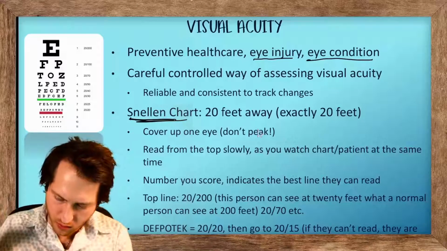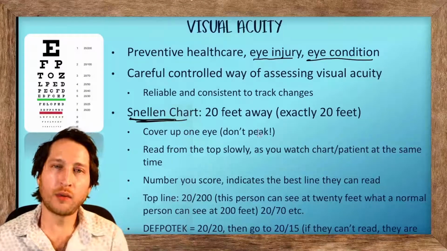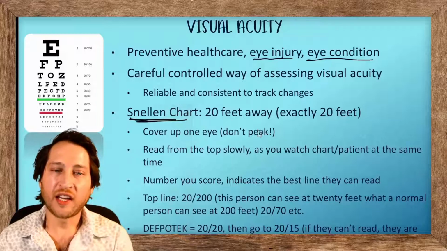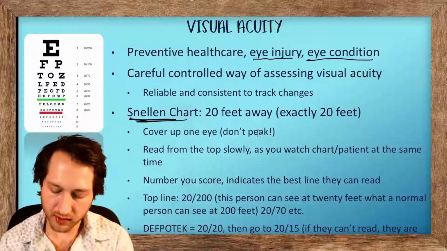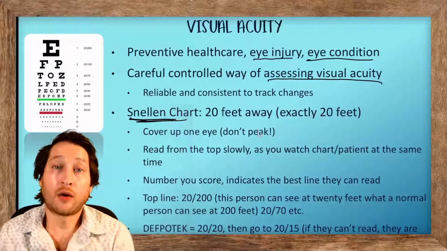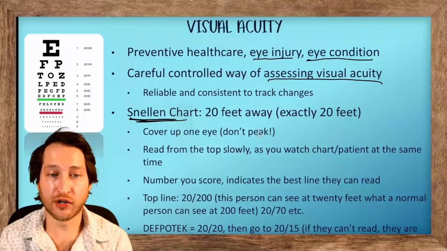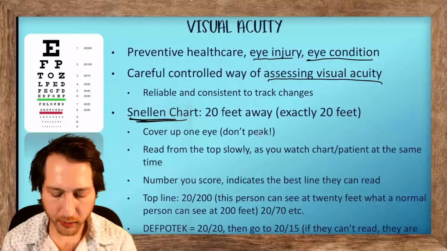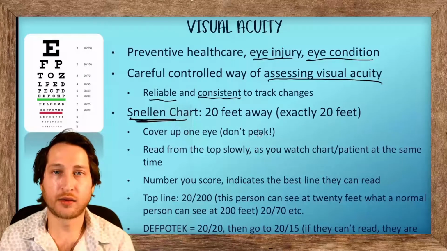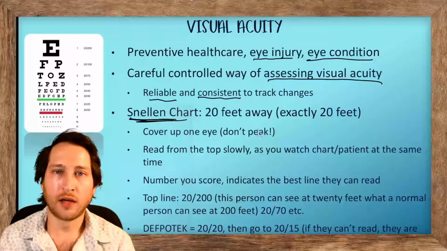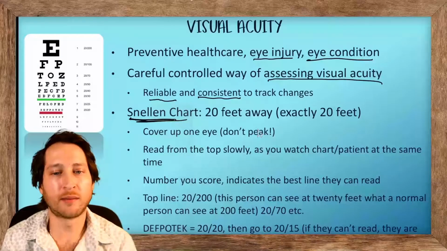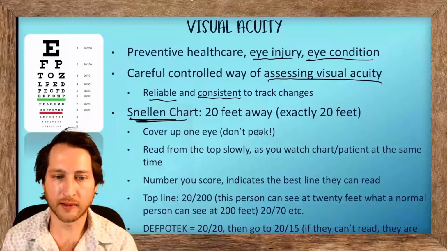Now, the key with visual acuity exams is that they are careful, controlled ways of assessing someone's visual acuity. Now, how well can they see compared to the average person? And these have to be reliable and consistent. So if someone has an eye disorder or an eye condition, you might have to do one of these visual acuity tests and track it over time. So it's important to be consistent with it.